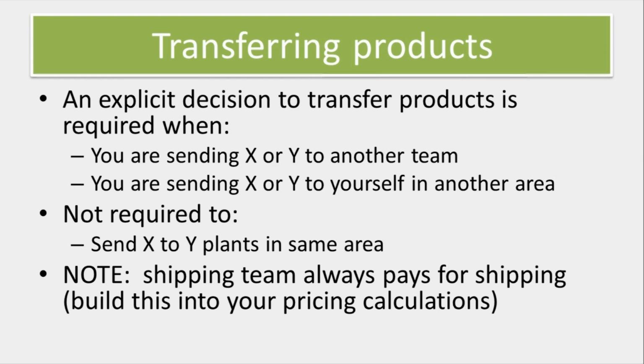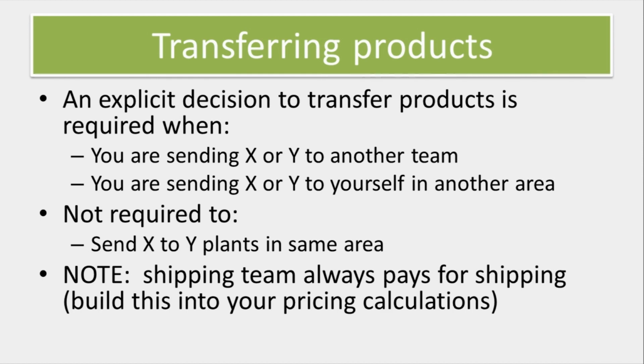You don't need to transfer products when you're sending components or X to your Y plants in your same area. So if you're producing X in China, or you have some X in China and you're going to use it in your Y plants in China, you don't need to make an explicit transfer. The program will just go and extract the necessary components from the warehouse in that particular area.